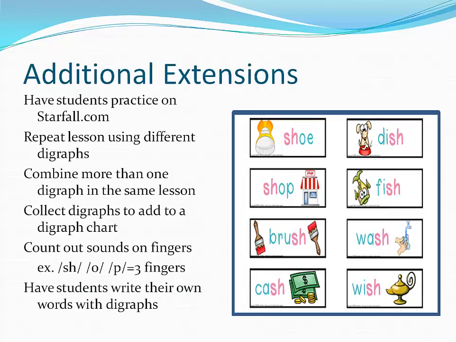Additional extensions include practicing on starfall.com, repeating this lesson with different digraphs, going over 2 digraphs in the same lesson, collecting digraphs to add to the teacher-created digraph anchor chart, counting out sounds on fingers, for example, sh-a-p, 3 fingers, 3 sounds, and having students write their own words with digraphs. Use the extensions that are appropriate for your children and where they are and their needs after you use the formative assessment piece with them.